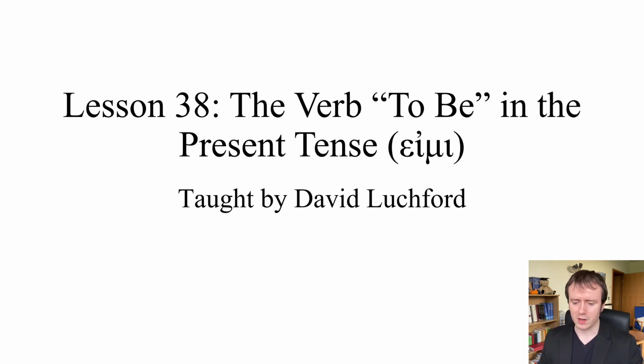You can see I've put the word εἰμί in brackets here. That's because εἰμί is the first person singular present indicative form of the verb to be in ancient Greek. So εἰμί means I am. And we shall look at how you would say the other forms in ancient Greek in just a moment.